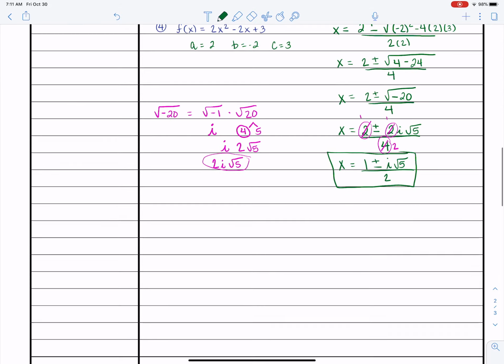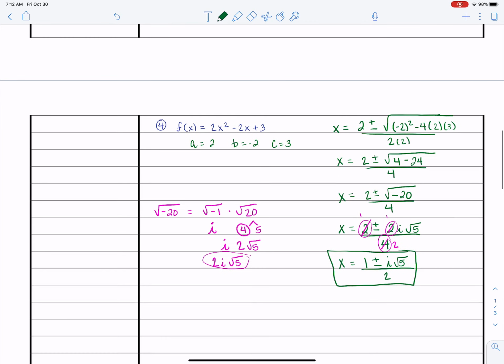Okay, so both answers are represented there because of the plus and the minus. I'm not going to split it up because I don't have just whole numbers. So I don't have like terms and I can't add anything together.